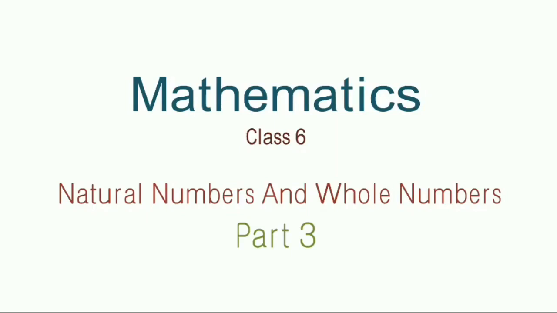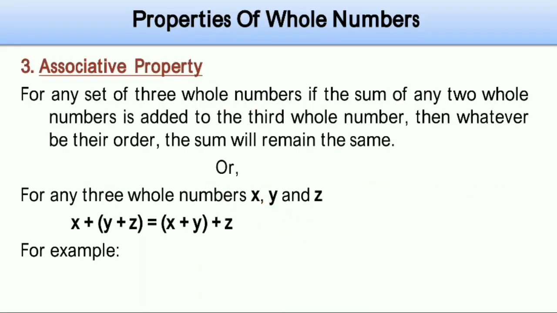Today we are going to continue the chapter natural numbers and whole numbers. In the last session we talked about the properties of whole numbers, and we learnt two of them: the closure property of whole numbers and the commutative property of whole numbers. So today we will start with the associative property, the third property of the whole numbers.